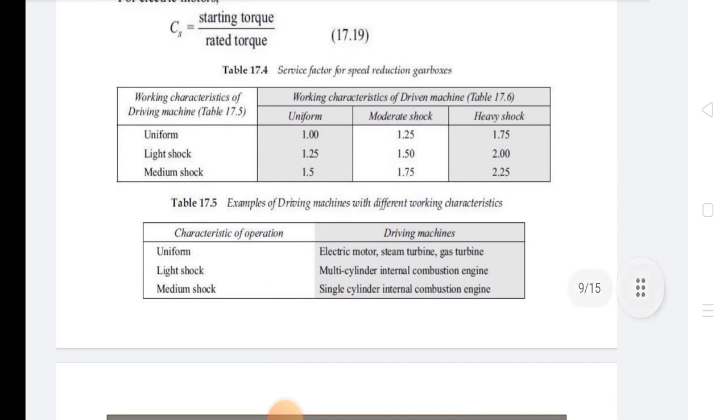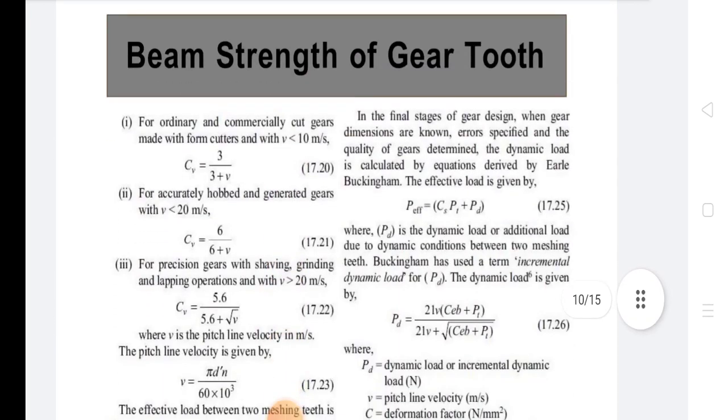There is an example of driving machines with different working characteristics. For uniform, electric motor, steam turbine, gas turbine. For light shock, multi-cylinder internal combustion engine. Medium shock, single cylinder internal combustion engine. This is the beam strength of gear tooth.